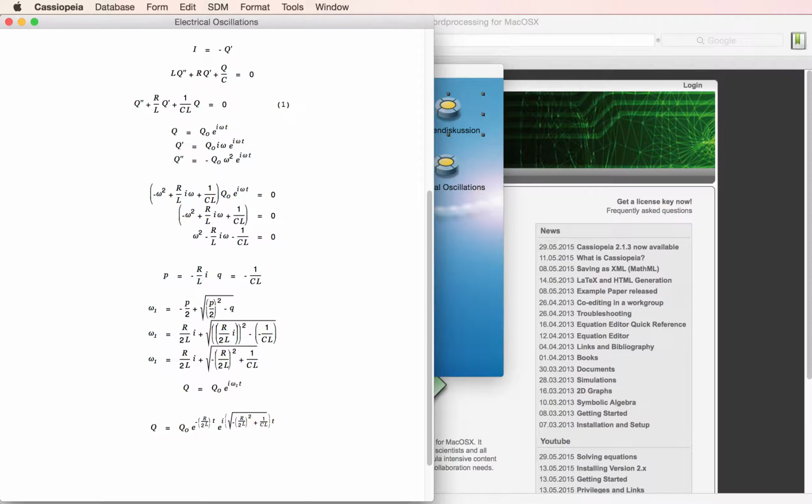Euler said the following. E to the power of Ix. Let's apply this to this equation. We can rewrite it as follows.